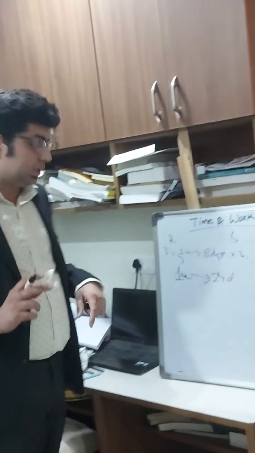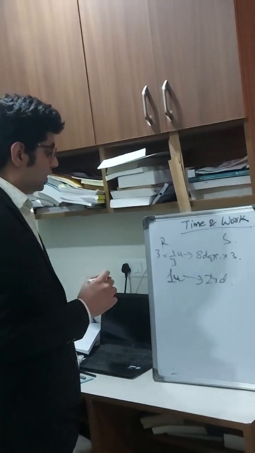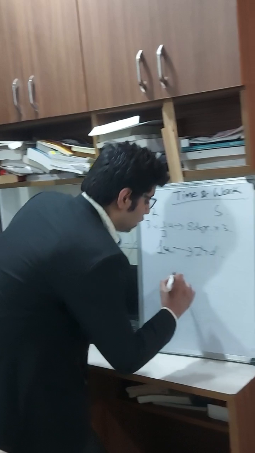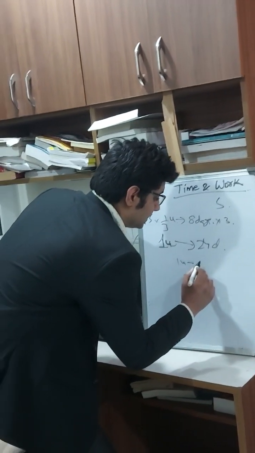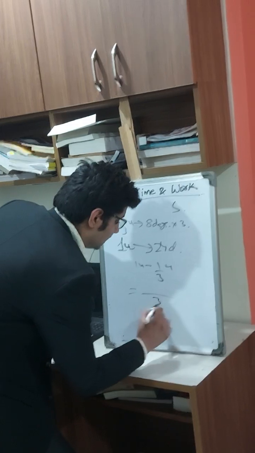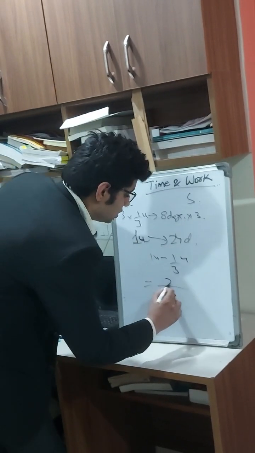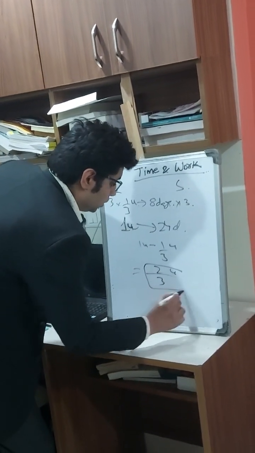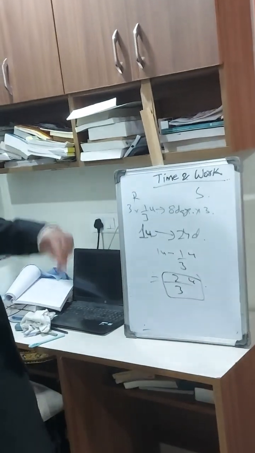So we have found out 1 unit of work by Ram. Now let's check Sham. Sham does the remaining work. How much is remaining? Total work is always 1 unit. 1 minus 1/3 unit, 3 would be the LCM, 3 minus 1 is 2/3 unit. So 2/3 unit of work is done by Sham in 8 days.